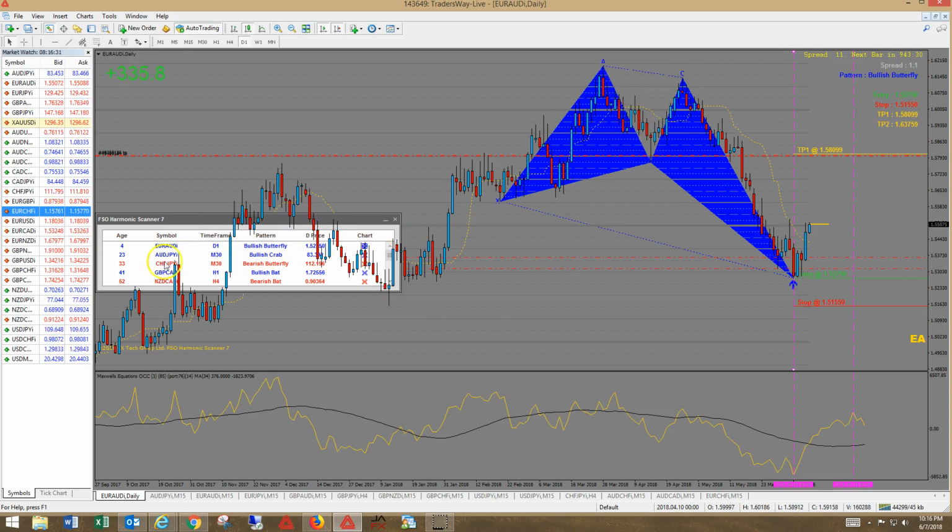I'm always looking for patterns on the daily. It hadn't given one in a long time, and like I said, this one popped up last week, so I had to jump all over that.